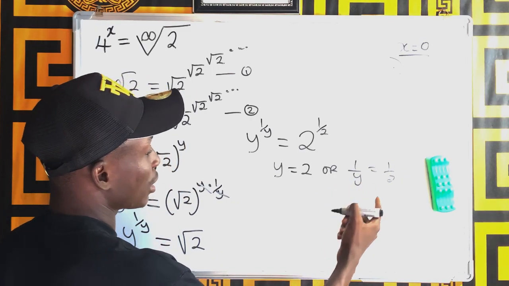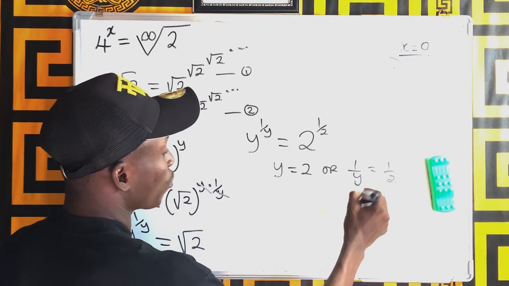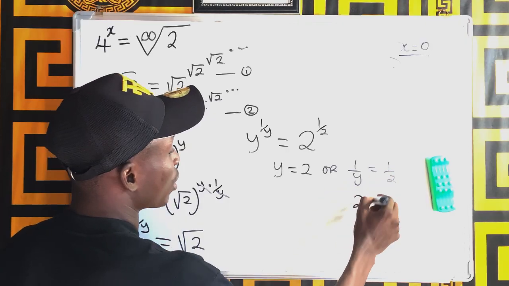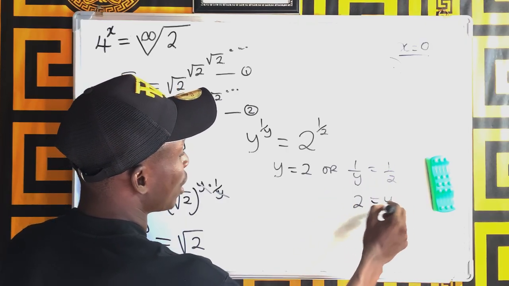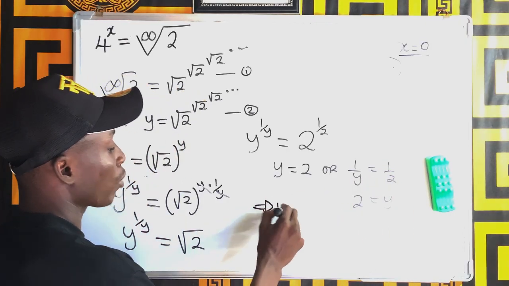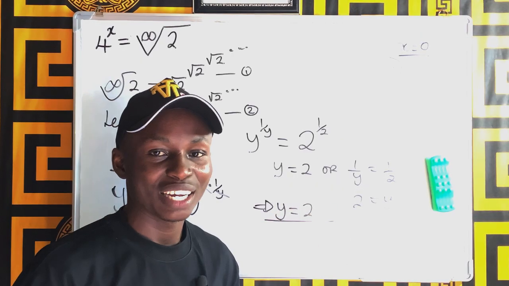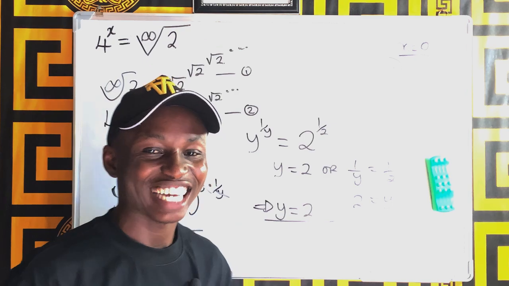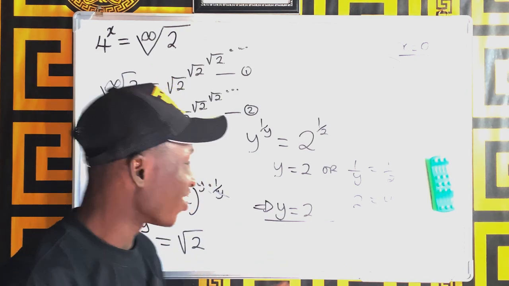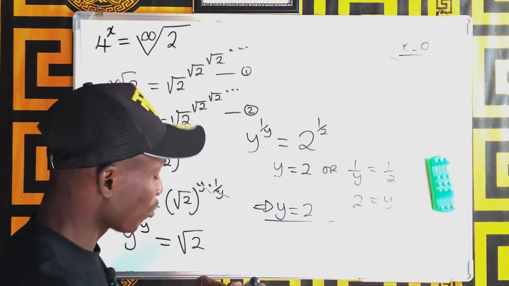So let's see whether it agrees. By cross multiplying, 2 times 1 will give us 2, and y times 1 will give us y. So we can see that this implies that our y is equal to 2. This is the value of y. Wow, this is beautiful, right? I love this.